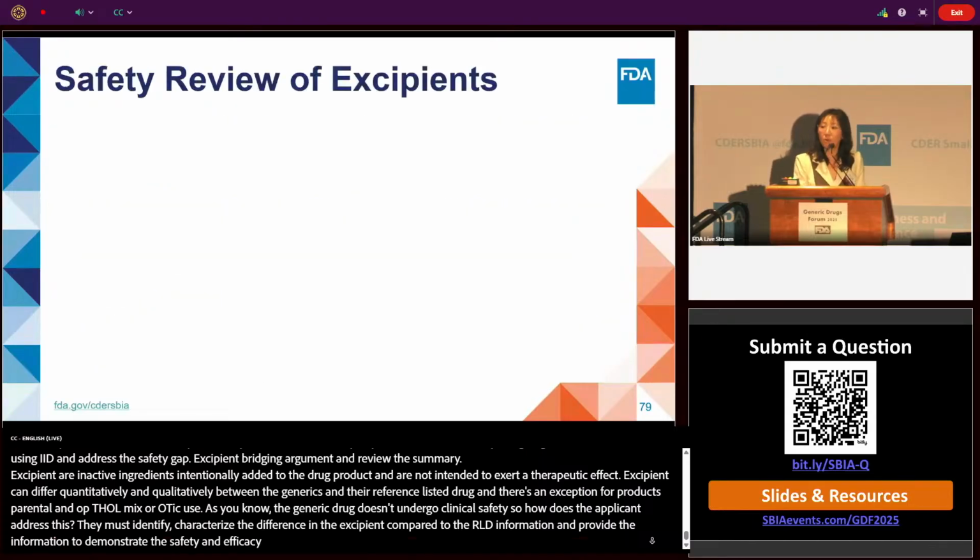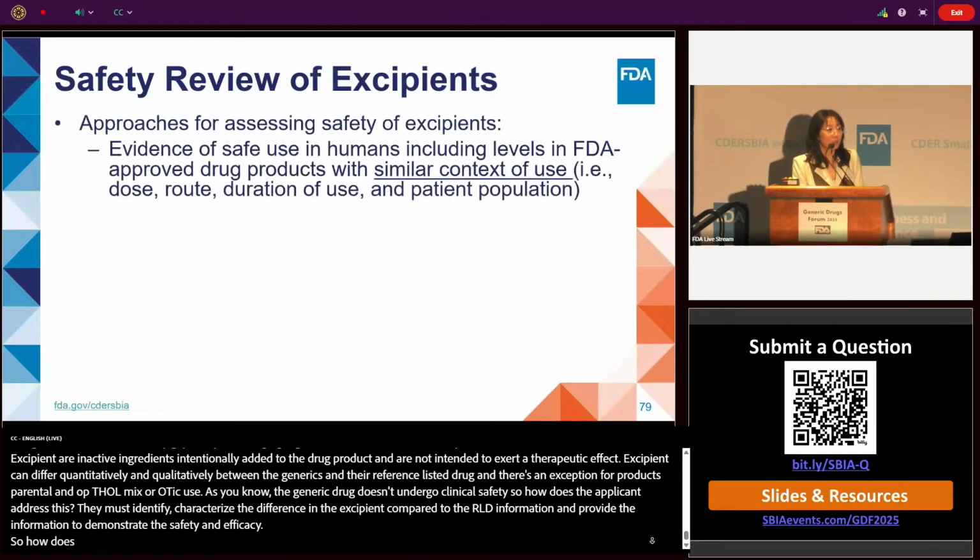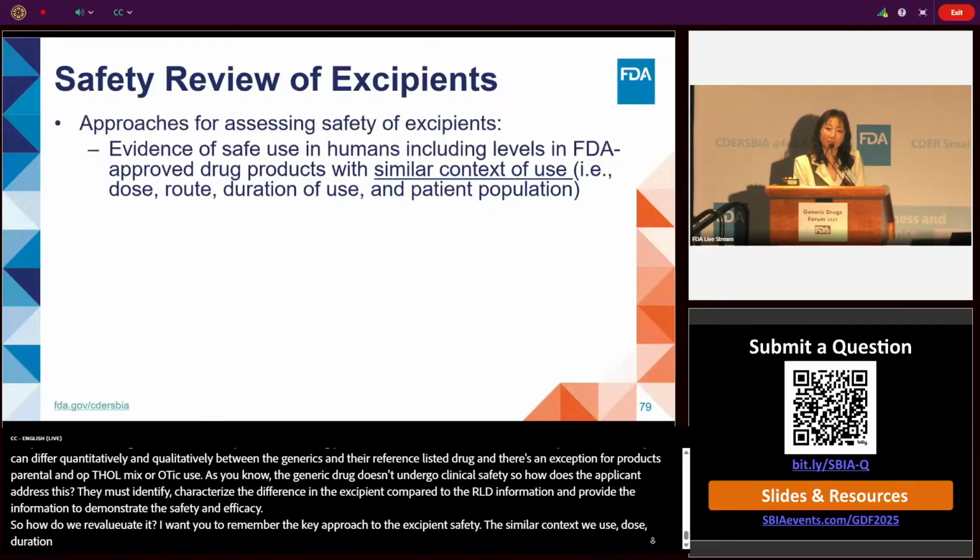So how does OGD evaluate excipient safety? I want you to remember our key approach to excipient safety as a take-home message: the similar context of use, dose, route, duration of use, and patient population.